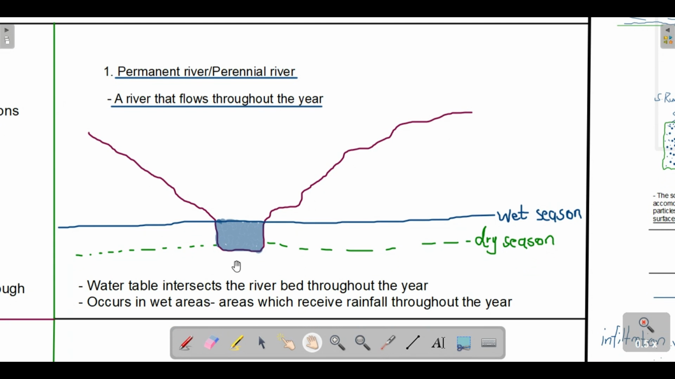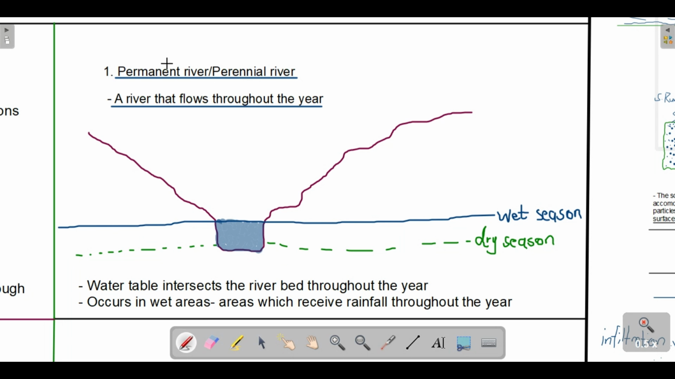So how do you identify this river if you are given a cross section? Now you first have to understand that we have 2 lines here. The first curve that is blue represents the wet season. The dotted line represents the dry season, right? And whenever these lines intersect the riverbed, that means that there is water in that particular season. And whenever a line is below the riverbed, that means that in that particular season represented by that line, there is no water in the channel.